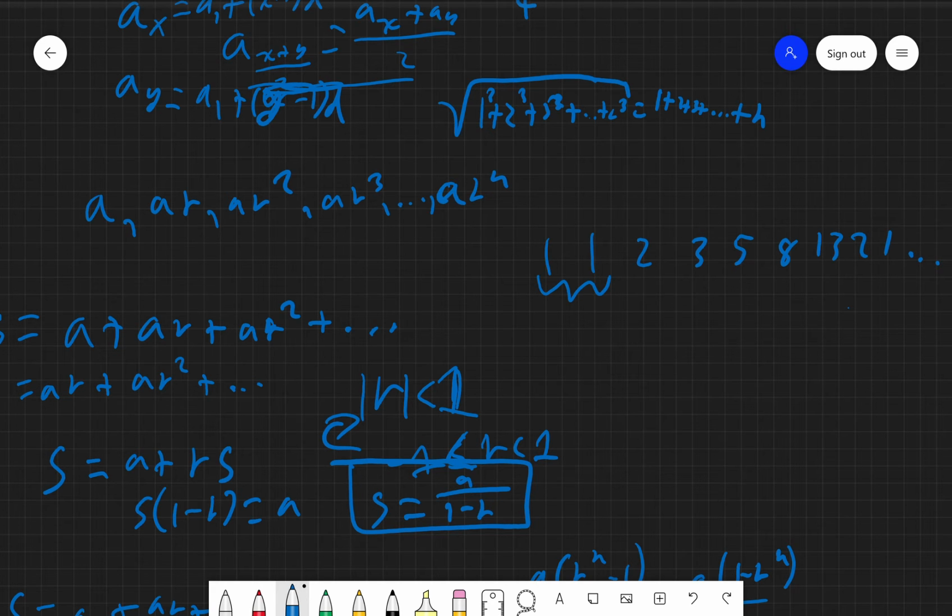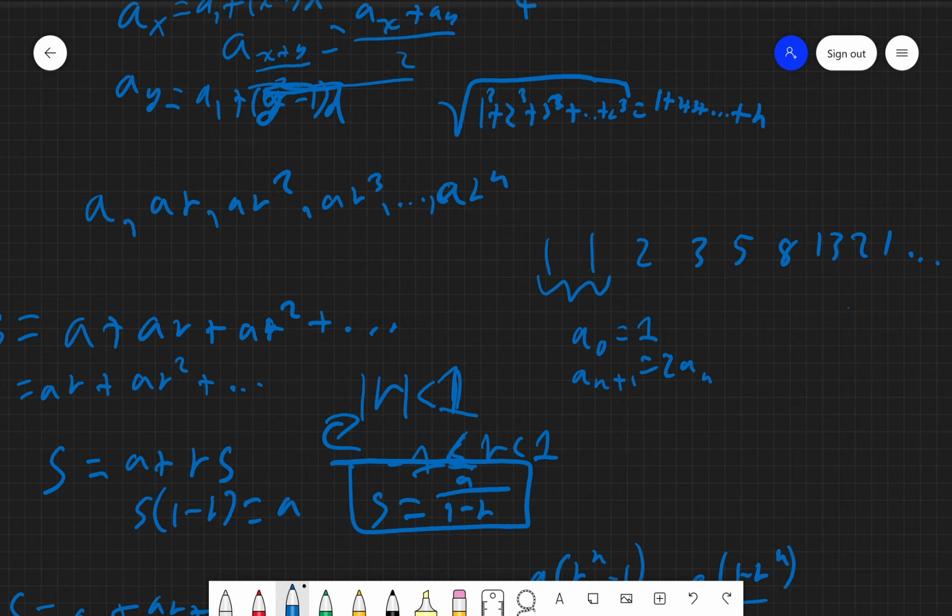For example, typically recursive series and sequences are defined like this: a naught is equal to 1, and then a sub n plus 1 equals 2 a sub n. So you have the starting term, and then they give you the general formula for everything after that, or starting terms sometimes, like in Fibonacci.